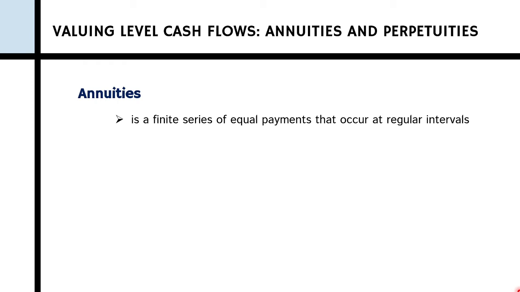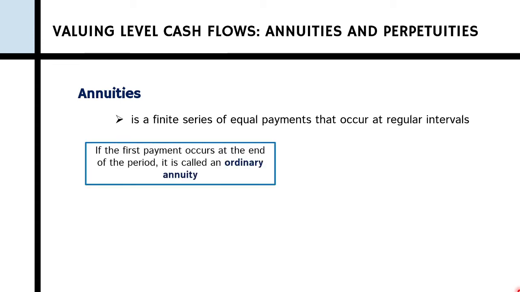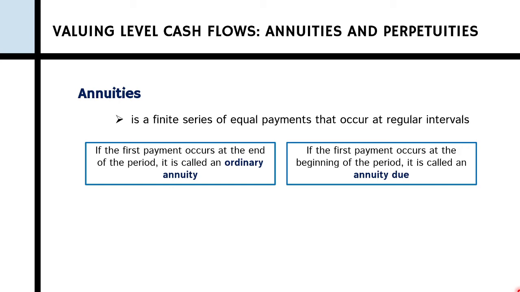Our next topic will be all about valuing level cash flows, annuities, and perpetuities. So first, what exactly are annuities and perpetuities? Annuities is a finite series of equal payments that occur at regular intervals. Take note, when the first payment happens at the end of the period, it is called an ordinary annuity. When the first payment happens at the beginning of the period, it is called an annuity due. On the other hand, perpetuities are annuities that have an infinite series of equal payments.